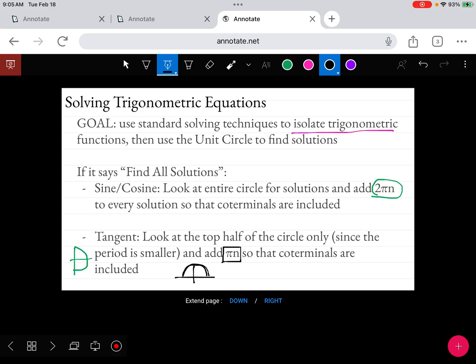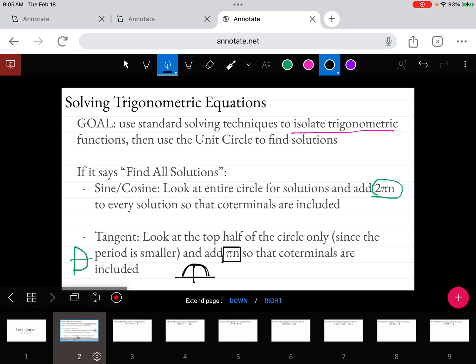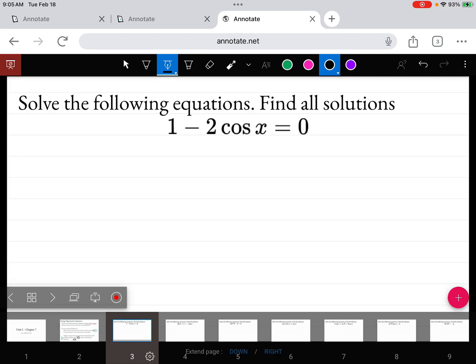What we're going to do is start with some not super duper complicated things. So our first one we're going to solve is going to look like this. We have 1 minus 2 cosine of x equals 0. We need to find x. We're going to get all the way down to x equals.